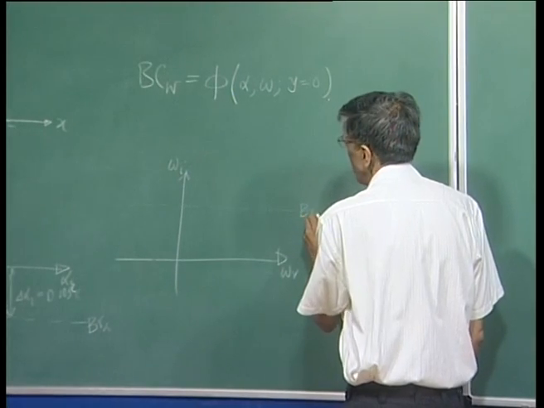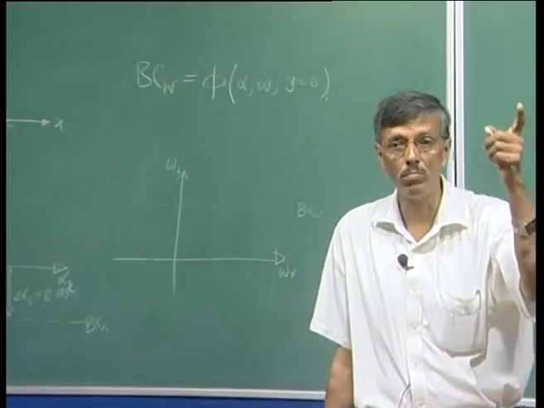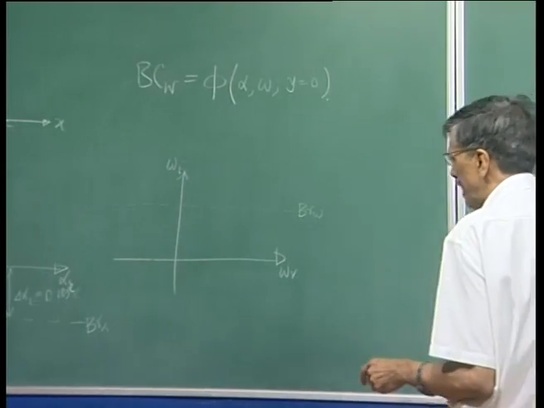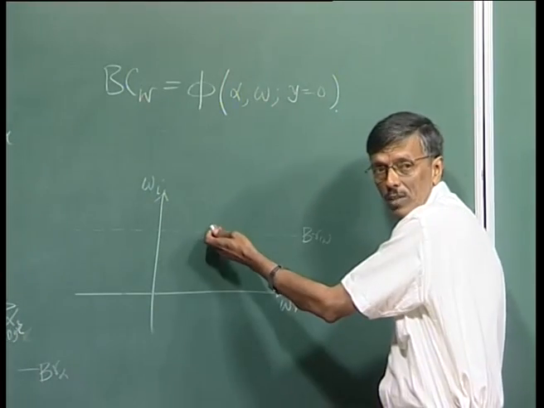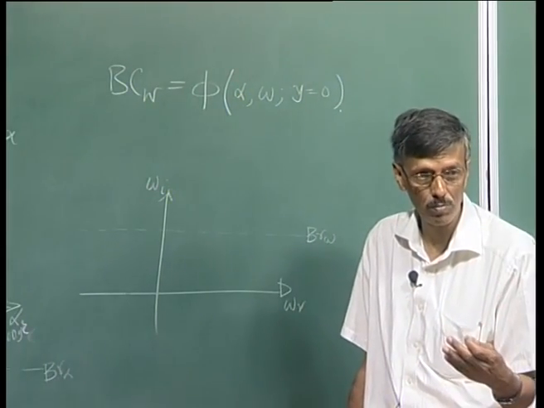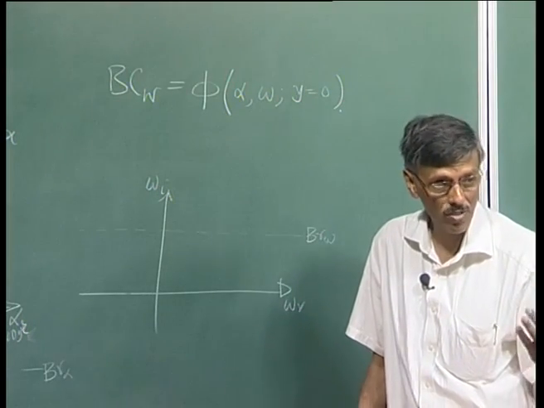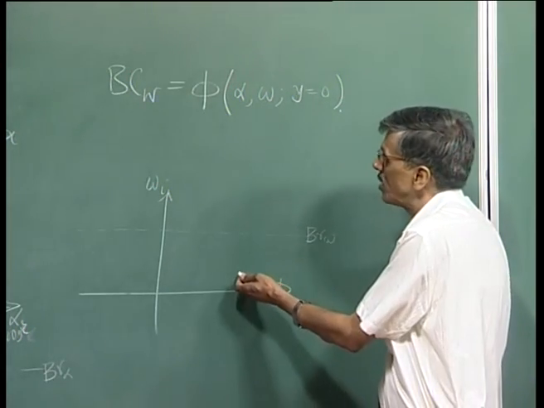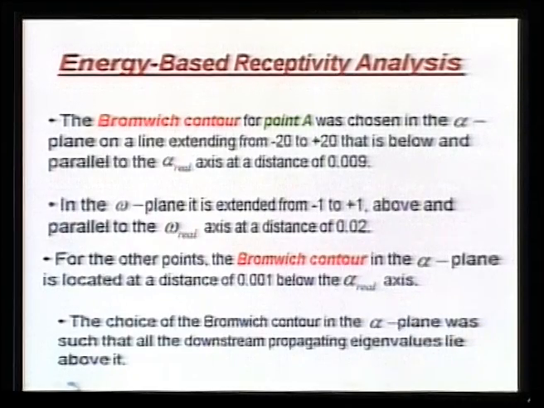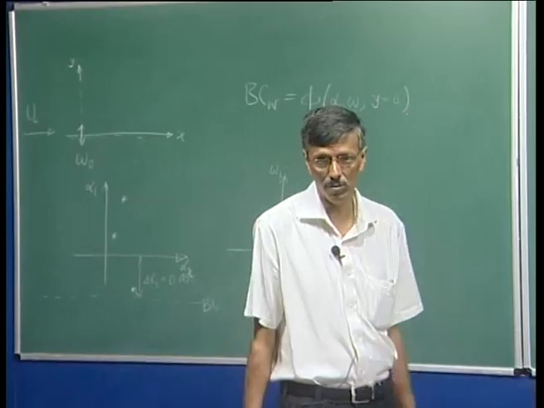Why are we doing this? Because you see, this multiplies by e to the power i alpha x minus i omega t. So basically we need all the eigenvalues to be below this, otherwise you will get a non-causal situation. So we want to satisfy the causality condition, so we try to put it above, and in the omega plane we choose it at a fairly high value.